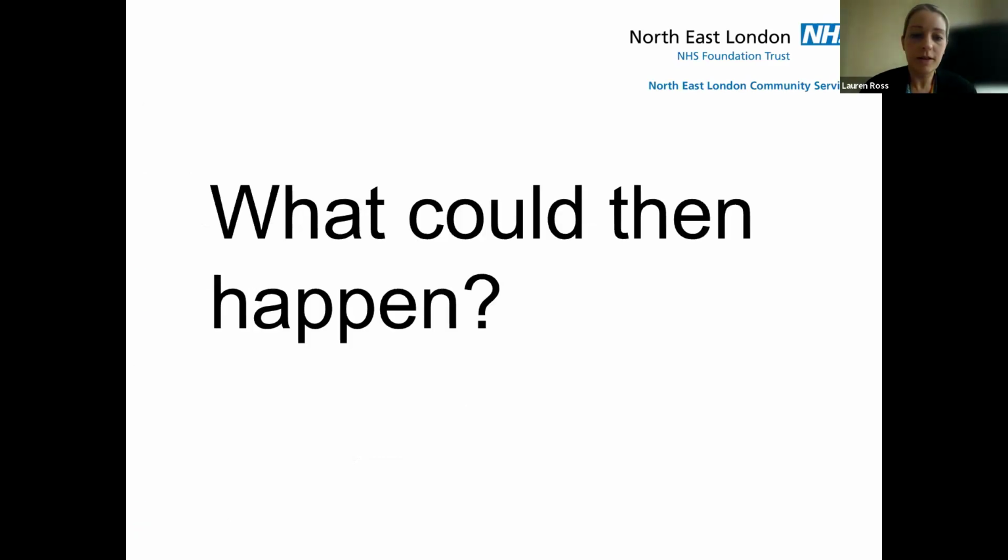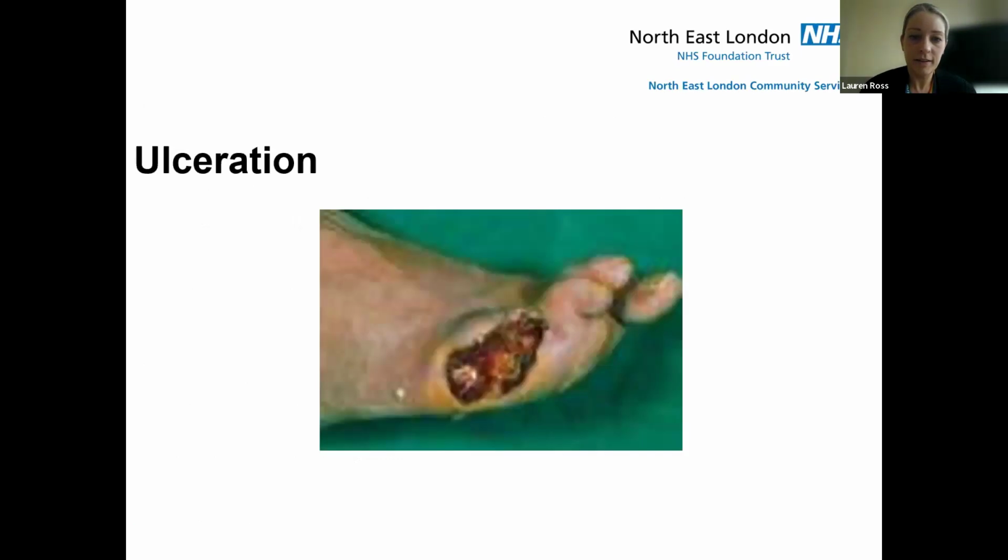So what could happen if that does occur? As you can see, that's the right foot, there's an ulceration. It looks like in that photo, that patient has had their 4th and 5th digit amputated, and that has then left that ulceration there. But ulceration can occur anywhere on the foot, in between the toes, heels, everywhere.